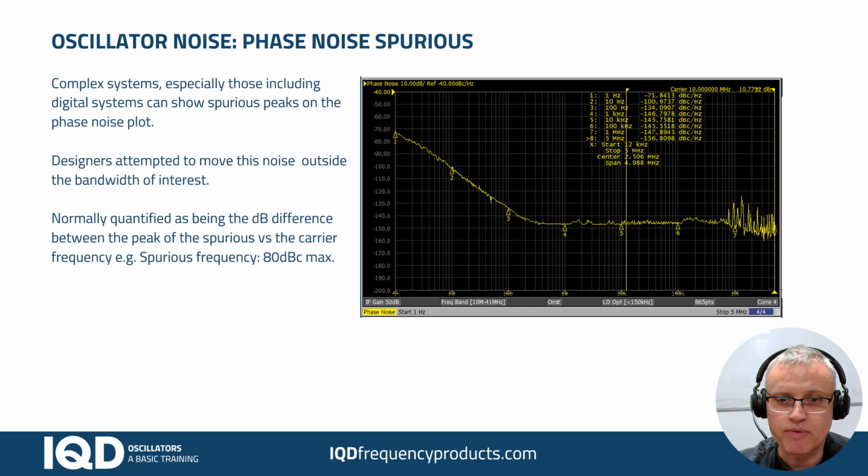If we were going to specify that, we would probably have a spec that said something like spurious frequency of 80 dBc max, and that would be in reference to the main mode. So in this plot, the carrier frequency is 10 megahertz at 10 dBm, and we would specify that there would be at least 80 dB between the carrier and the peak of whatever spurious noise was on the plot.